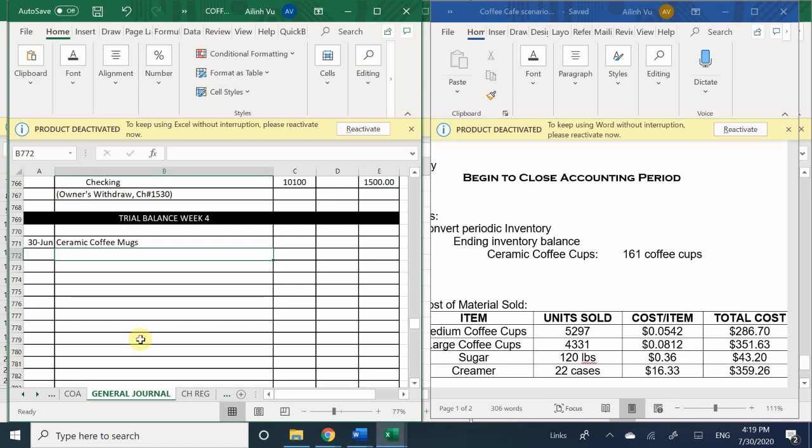When we convert our, well, no, not credit inventory. Okay, so at the end of the period, right? What did we do when we made our purchase of coffee mugs? What did we associate them with?